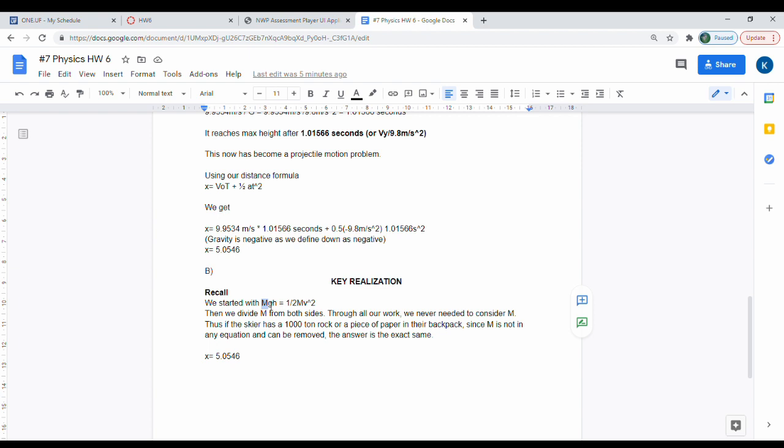It doesn't matter if he has a 1,000-ton rock or a piece of paper in his backpack. M is not in any of these equations, and it does not change our answer for that reason. So it's the exact same number.